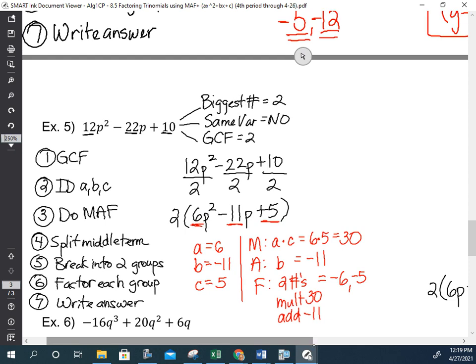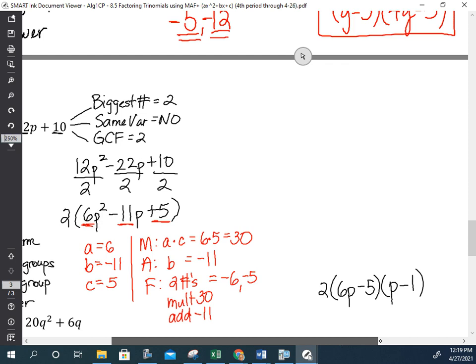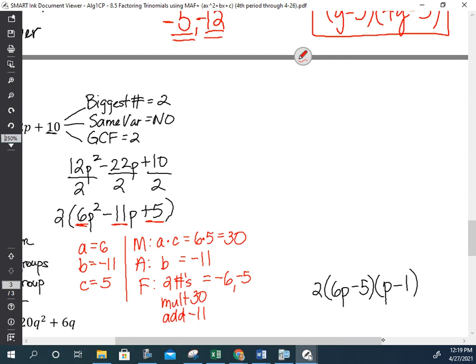So, we left off after we figured out the 2 numbers. So if you split the middle term up, you have 2 parentheses, 6p squared minus 11p plus 5. This 2, that's part of the final answer. That's not going to be touched anymore. The middle term, split it apart, with negative 6p on one side, negative 5p on the other.